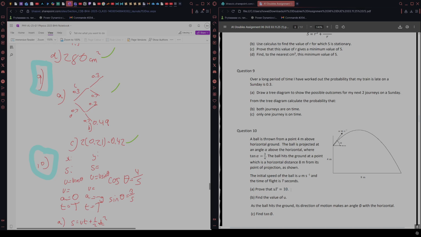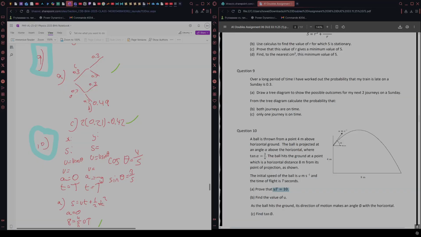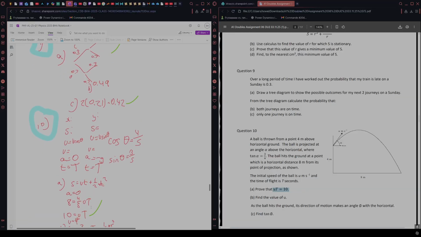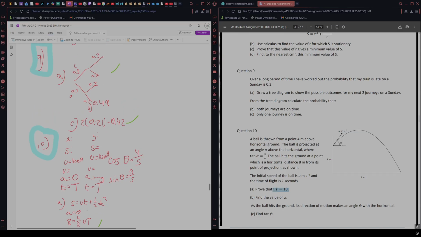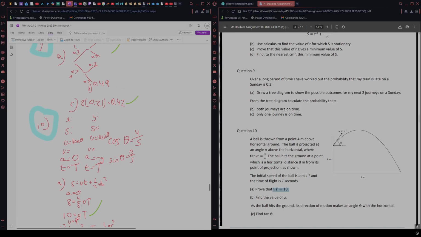Then I think most of us will have seen the way to generalize the formula, so you know that this is going to come from s equals ut plus half at squared, but it's going to be in the horizontal bit because u_a is 0, which is going to cancel out the half at squared, and from that we just get s equals ut, or 8, which is this distance, equals 4/5, which is cos theta, times u times t, and we can rearrange that to get 10 equals ut.